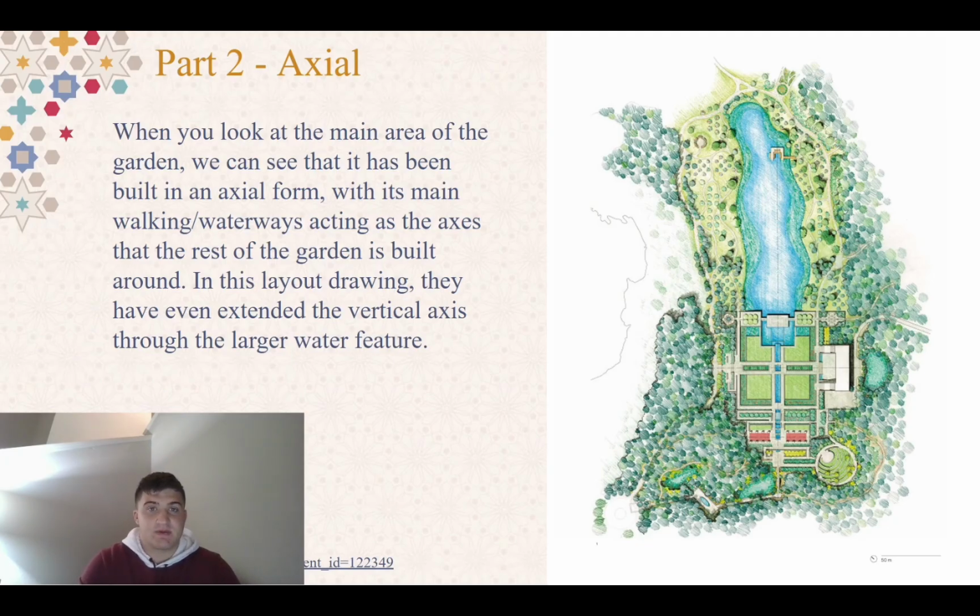So for our first aspect of design, we went with axial. When you look at the construction of the garden, you can see that it's built off of a couple different axes, primarily one going up and one going sideways to make almost a cross. And it really keeps that shape around those two axes for the rest of the garden.